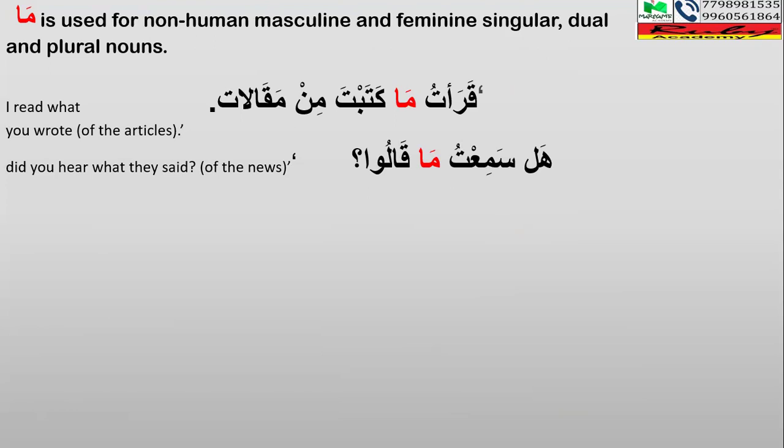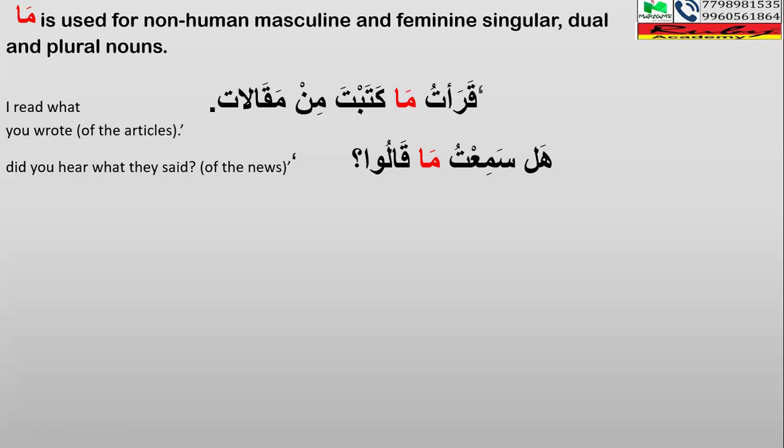Now you can see here, there is a question. Here we are using hal, but ma is used here as a relative pronoun. Did you hear what they said? In Urdu we say, suna kya tune jo unhone kaha? Like this. So we are using jo.